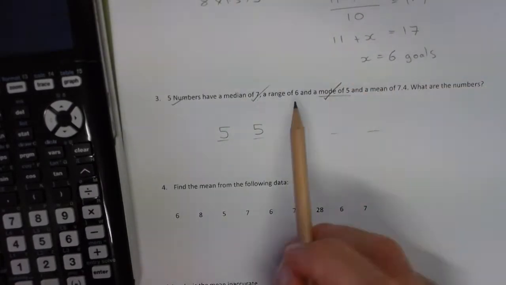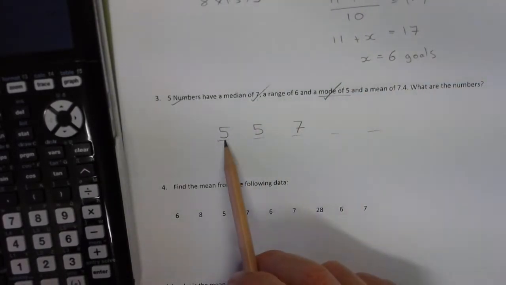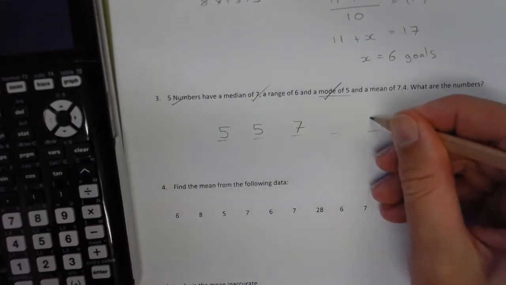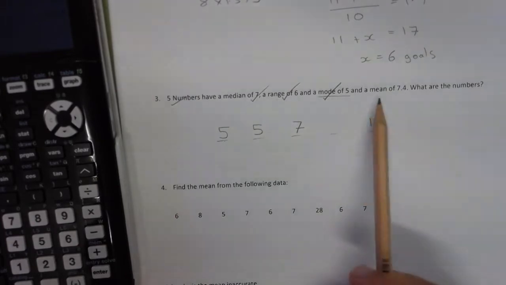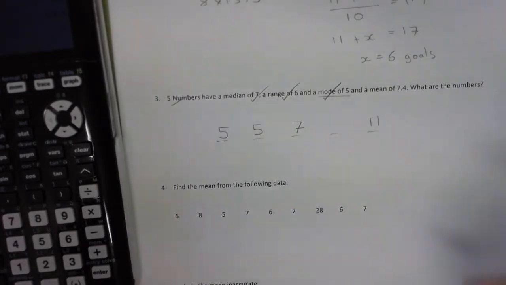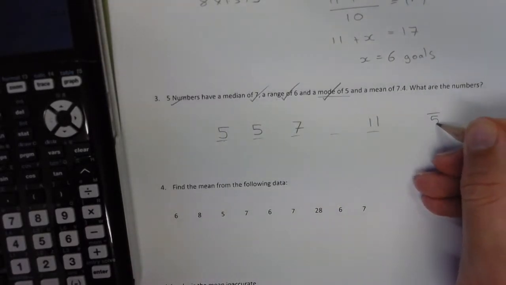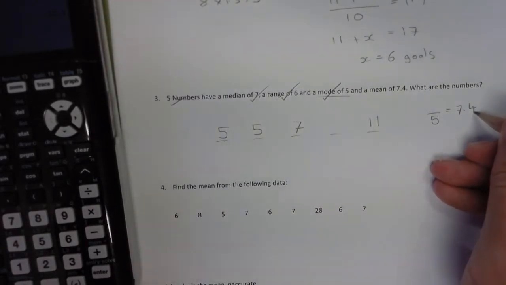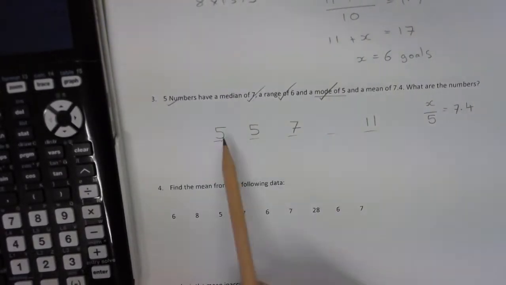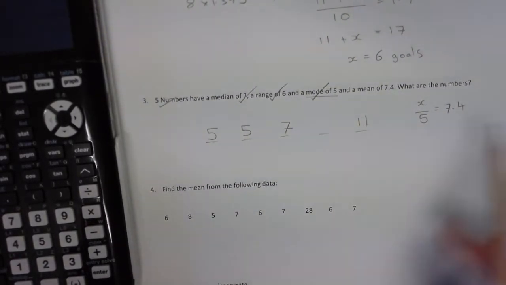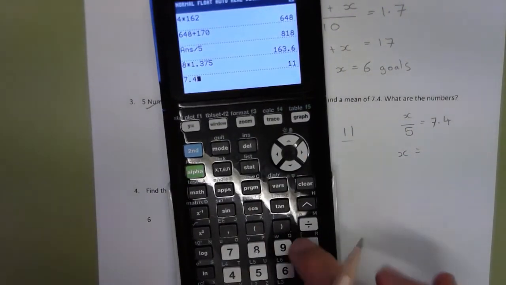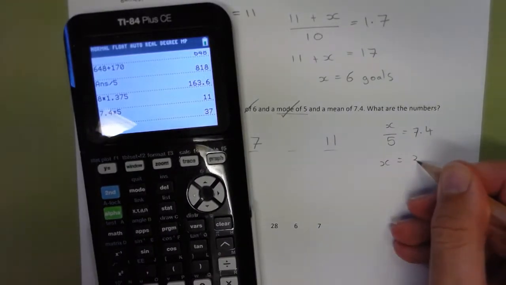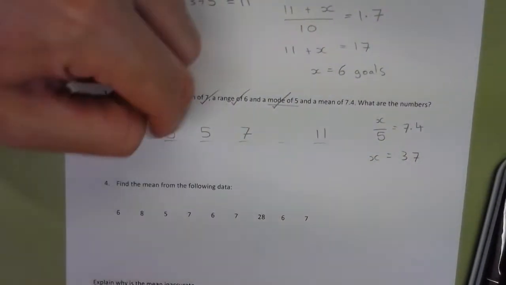Now we can go back to the range. If the range is 6, if that's 5, range of 6 would make this plus 6, 11. So we've only got one number to find here. Well, if it has a mean of 7.4, that means that these 5 numbers divided by 5 must equal 7.4. And that's what the numbers add up to. So let's work backwards. We do 7.4 multiplied by 5 is 37. So the numbers must add up to 37, these 5 numbers.